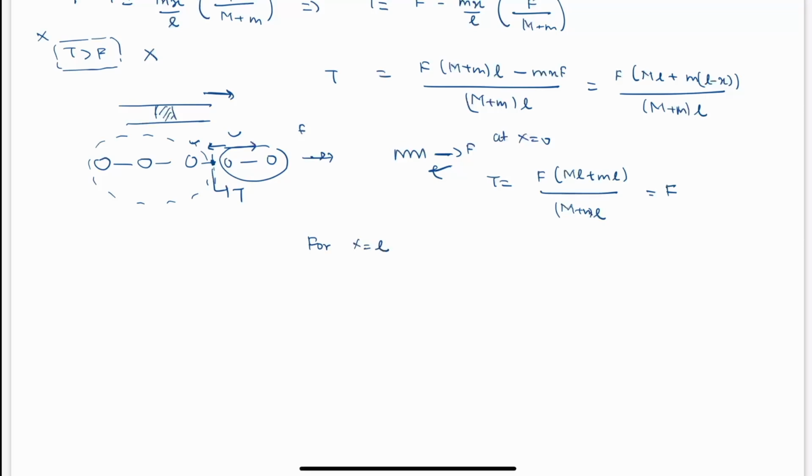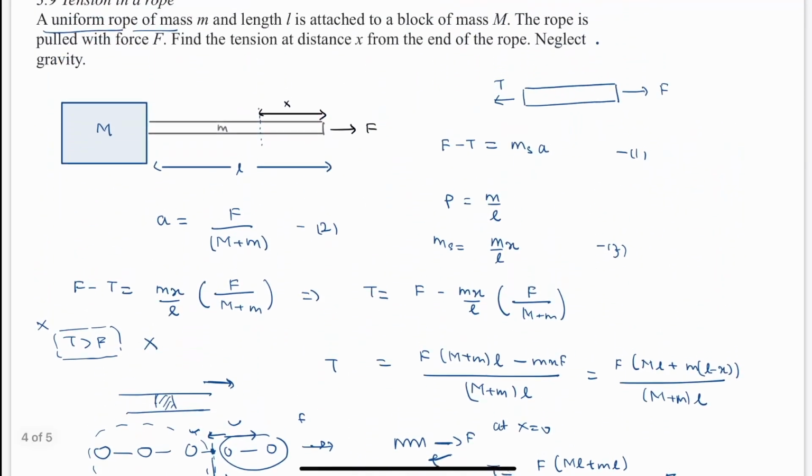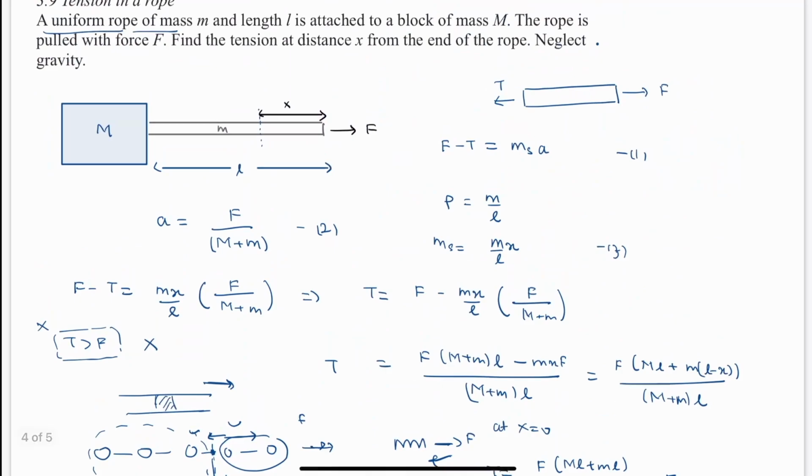So for x equals L, I should use a different color of pen, but from next time, I'll keep that in mind. So for x equals L, the tension would be equal to F m L divided by (M plus m) L. So again, this is mF by capital M plus small m. So this is essentially the force required so that this body moves with the same acceleration as that of the whole body.